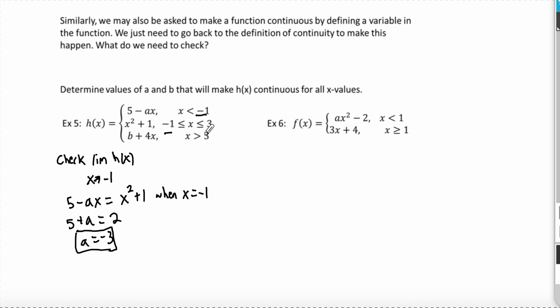We also got to do the same thing for b. So does the point exist? If I plug in 3, I go to the middle branch here. That'd be 9 plus 1. So yeah, 10. The point would exist.